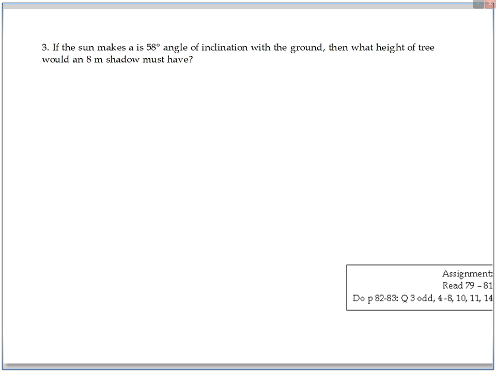Okay. Shadow question, and then you can do your assignment. The sun makes a 58-degree angle of inclination with the ground. Height of a tree, 8-meter shadow. Ooh, this one's fun. A tree. Looks like a piece of broccoli. Here's my landscape. Try and make this 3D. There's no point. I'll make it 2D.